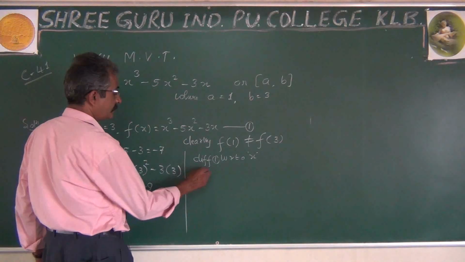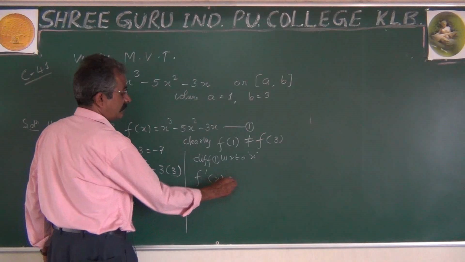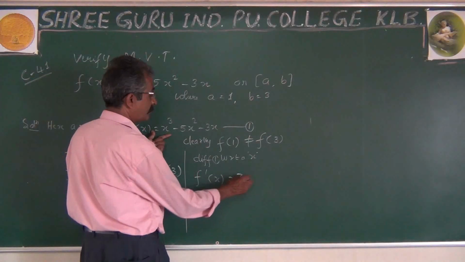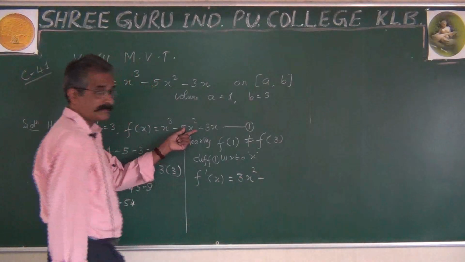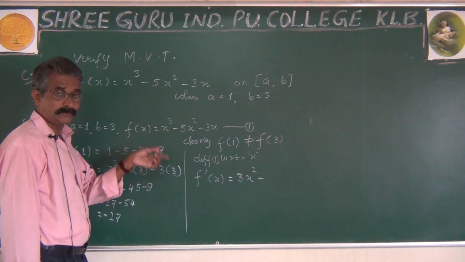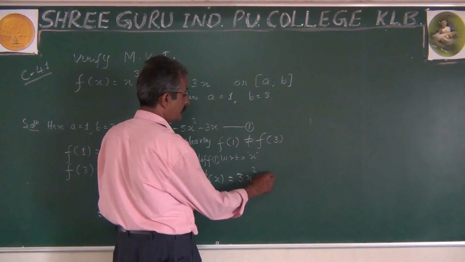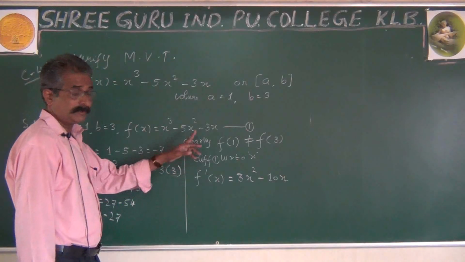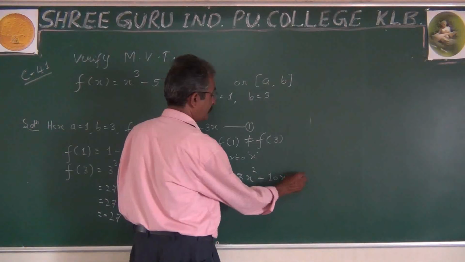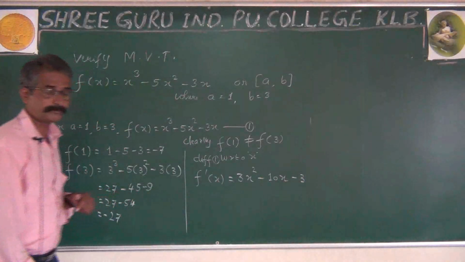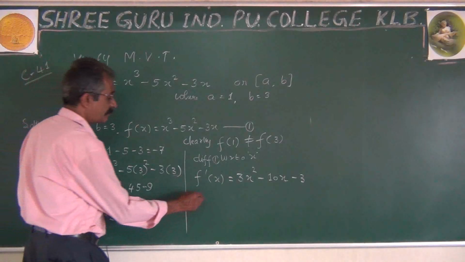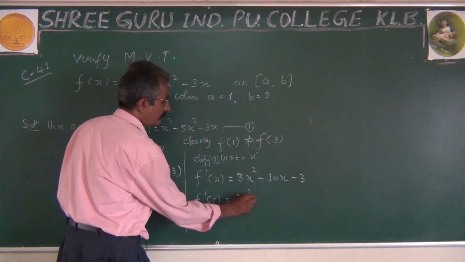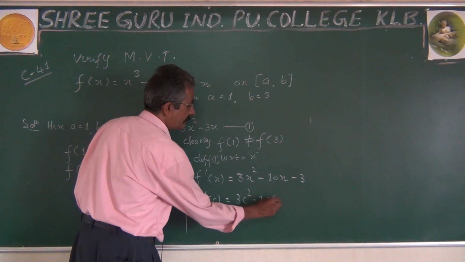Differentiation of f x is f dash x. Right hand side by sum rule: differentiation of x cube is 3x square, minus differentiation of 5x square, 2 into 5x will become 10x. Then differentiation of minus 3x is minus 3. And also we shall estimate at the same time f dash of c will become 3c square minus 10c minus 3.